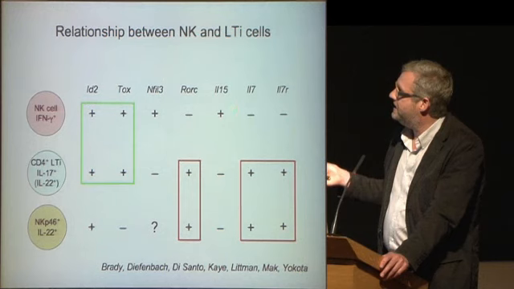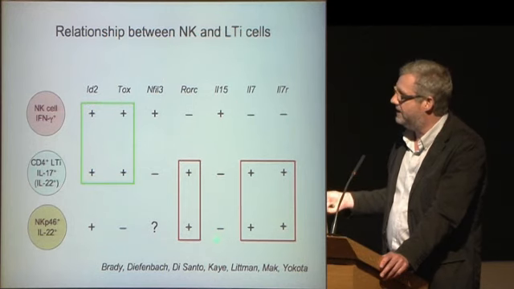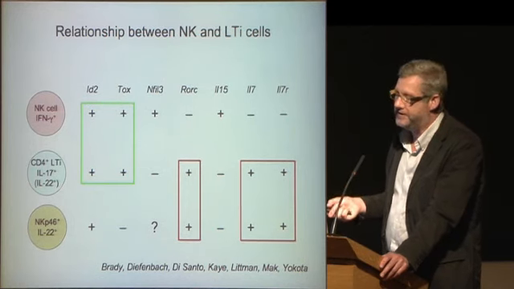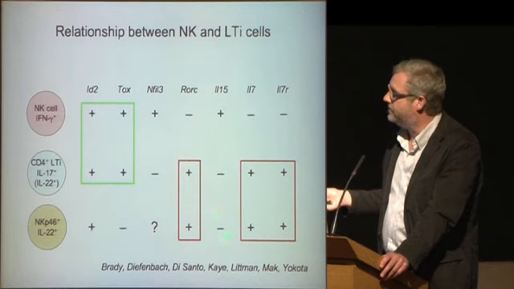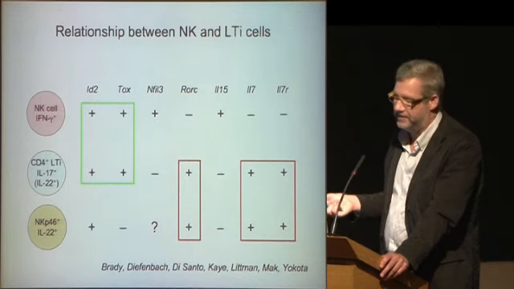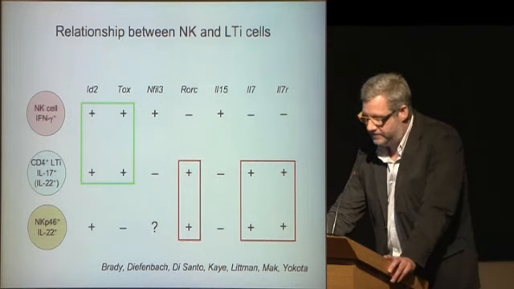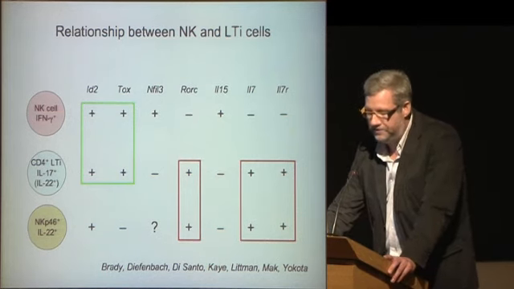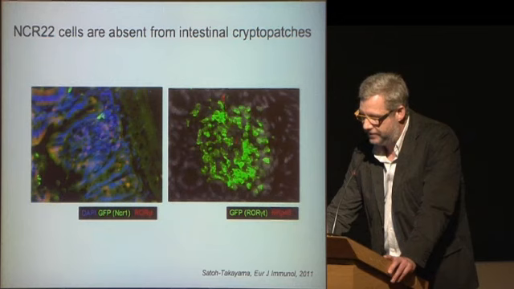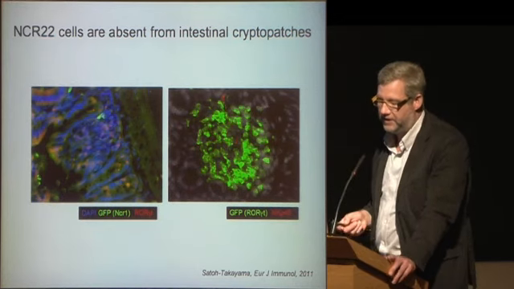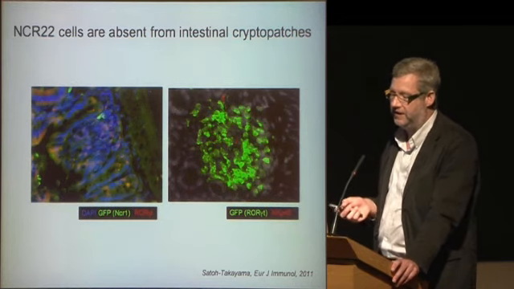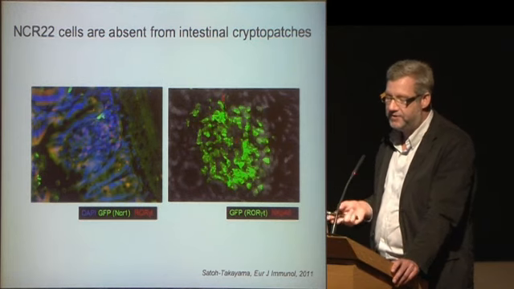Moreover, IL-15, which is critical for NK cell development, does not influence them: the absence of IL-15 or its overexpression does not influence the development of these NCR22 cells. So clearly, these unusual IL-22 producing NK cells appear more related to the LTI lineage. But are they really, in some ways, functionally associated with LTI function? That appears not to be the case.